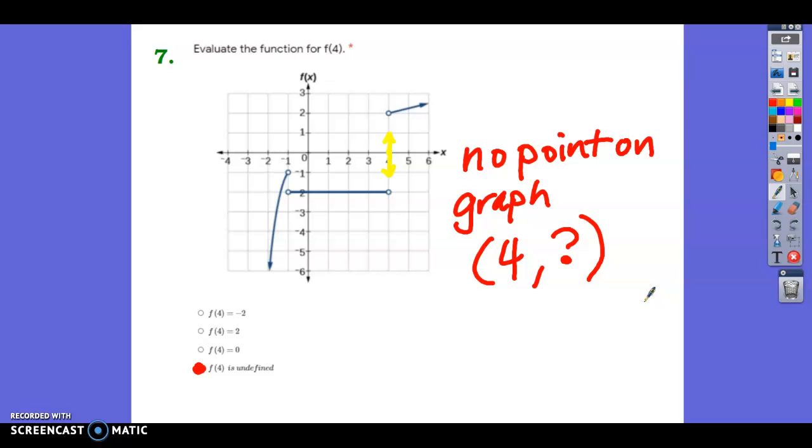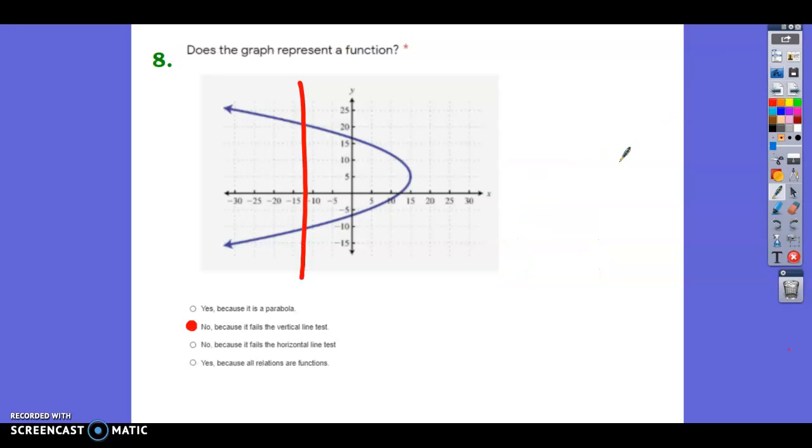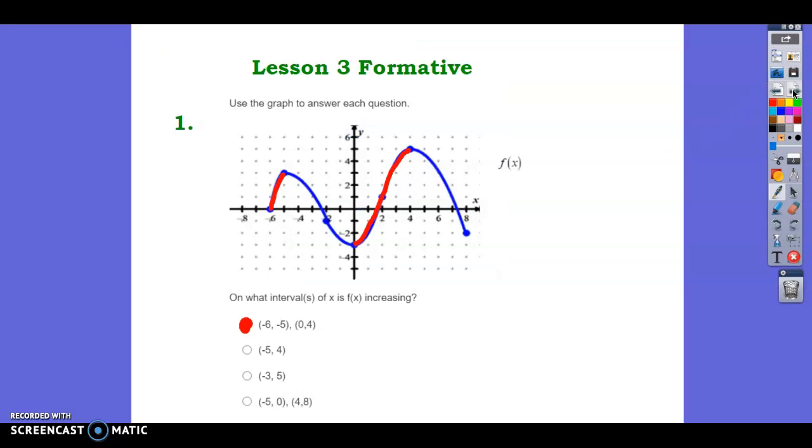Evaluate the function for f of 4. All right, well, when I look at the graph here for 4, where's my point on the graph? There's no graph. There's no point. So f of 4 is undefined. Number 8, does the graph represent a function? The answer is no, because it fails the vertical line test.